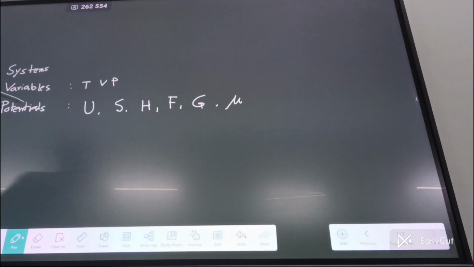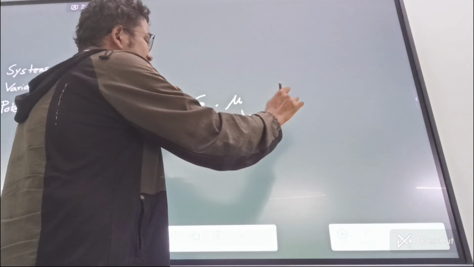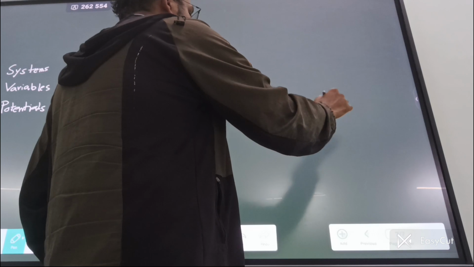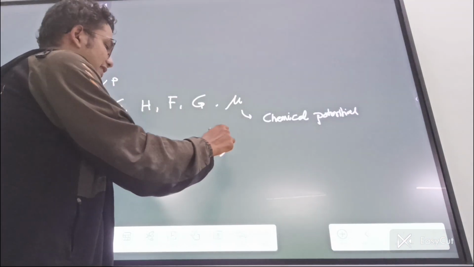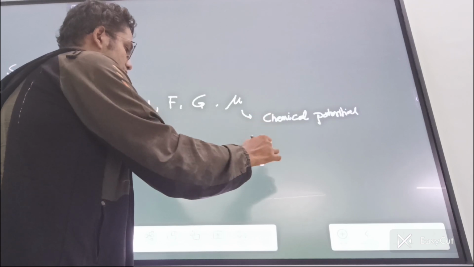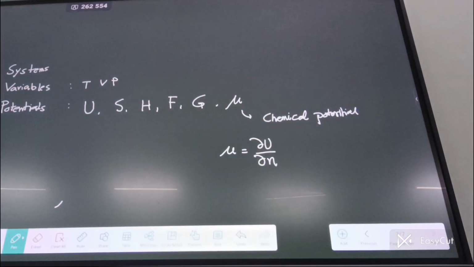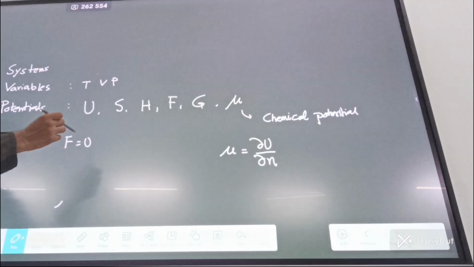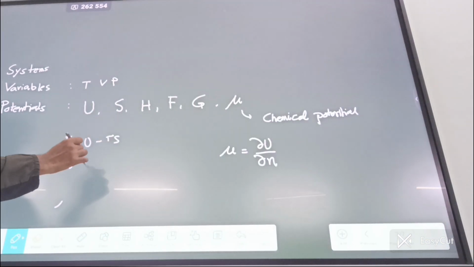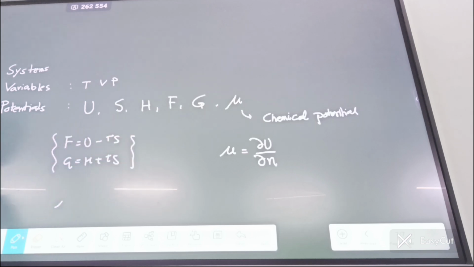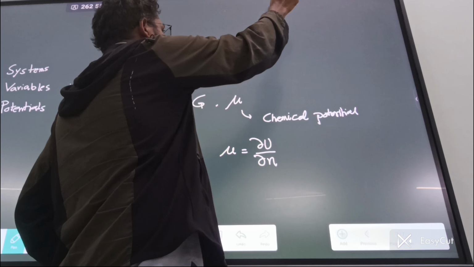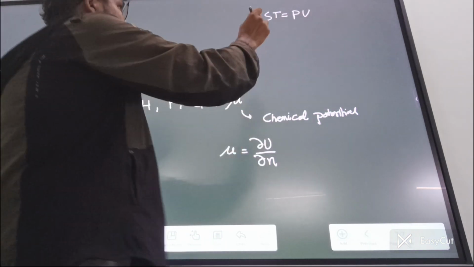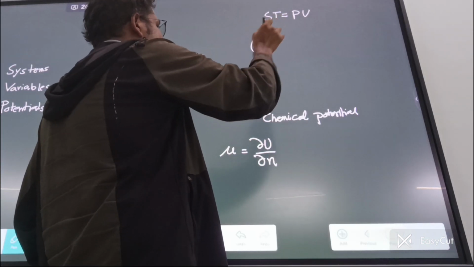Mu is called the chemical potential. Chemical potential is the potential which depends upon the number of particles or the number of entities in the system. You can write that mu. Now you have told your potentials, and there are certain relations to it. This I think you have already studied in your first two. Then we have Maxwell's relations. To remember Maxwell's relations, there is a trick: ST is equal to P. Right. So you can see that this by P is equal to P.